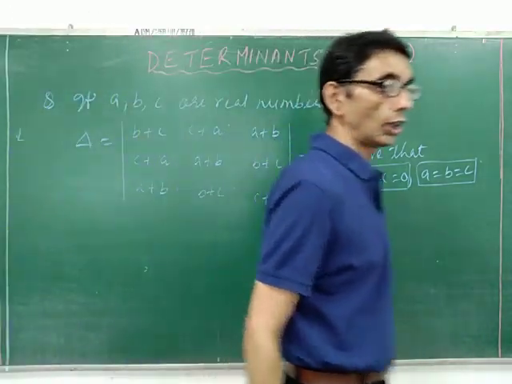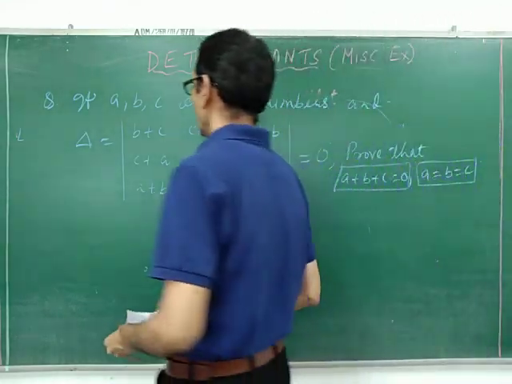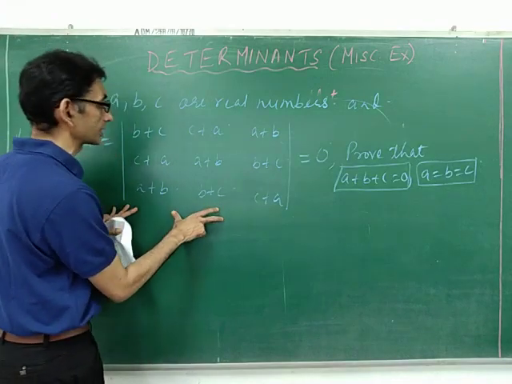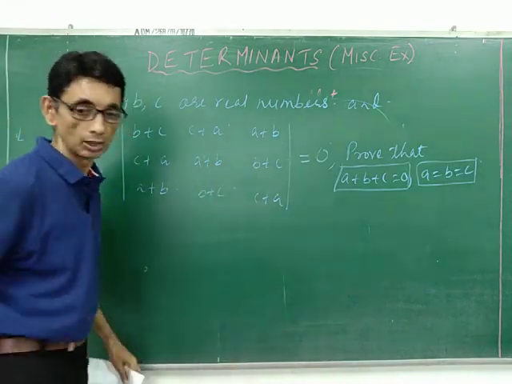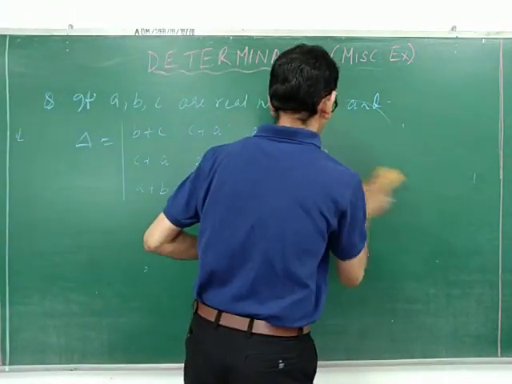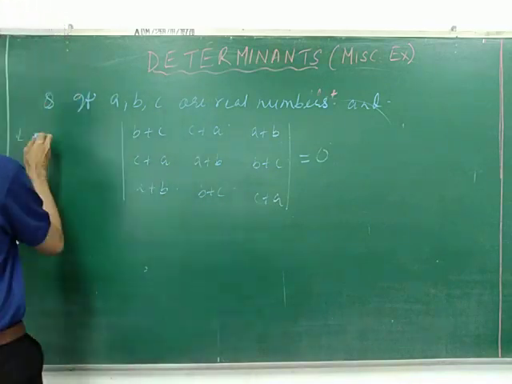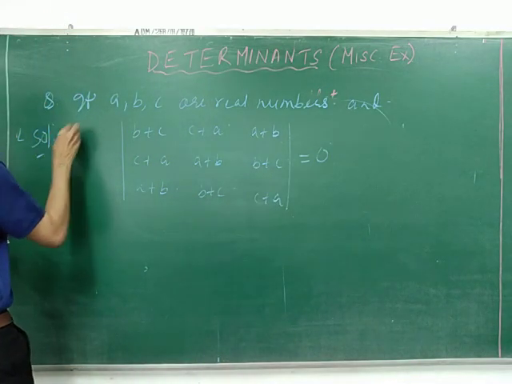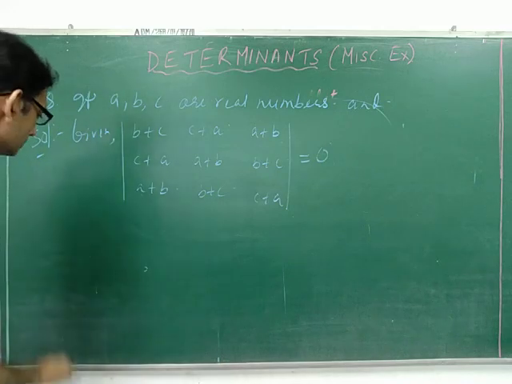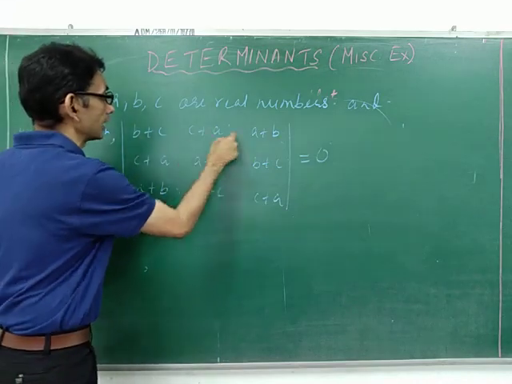This is also a very important as well as interesting question in the exercise. We'll start with the given condition. What is given? This determinant is equal to 0. So we'll start the solution given this determinant is equal to 0.